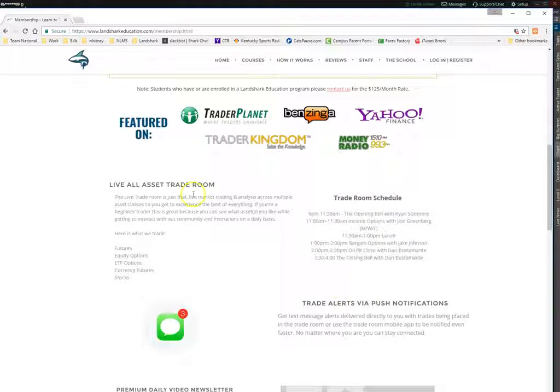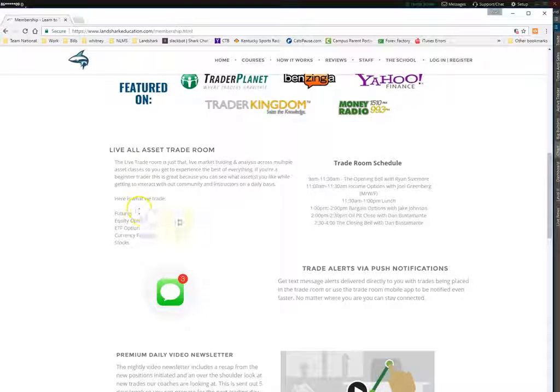So here's a look at what we do inside this live trading room. I trade futures, equity options, ETF options, currency futures, and stocks. So we have different strategies for all of these. Every morning, beginning at 9 a.m. to 11:30, you get me with the opening bell. At 9 a.m. we come in, we do our pre-market analysis. We like to see where S&Ps, gold, oil, and various things are headed for the day, and start planning our day out. At the 9:30 opening bell, we get started with our options and futures trading.